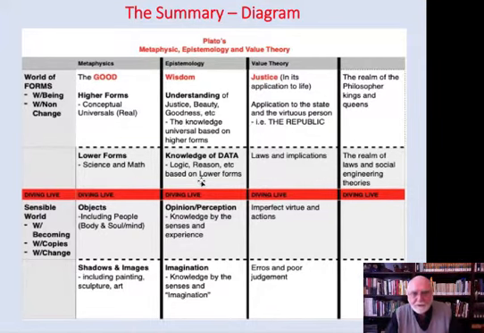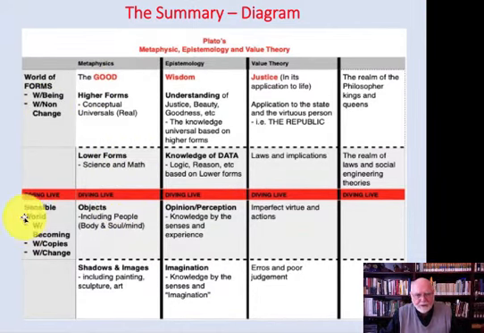Now, when we were looking at metaphysics, you realised that the left-hand quadrant under metaphysics was the world of forms, in which there were two levels. There were the higher conceptual forms, and then there were the scientific and math forms. The higher forms, you see here, and the lower forms here. This is the world of being, the world of the forms, the world of non-change.